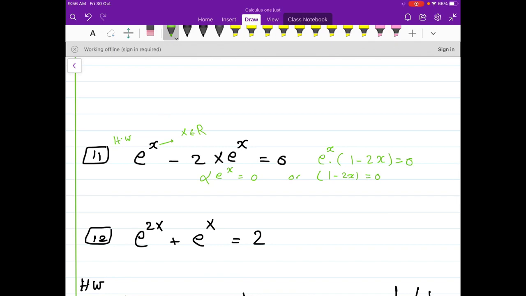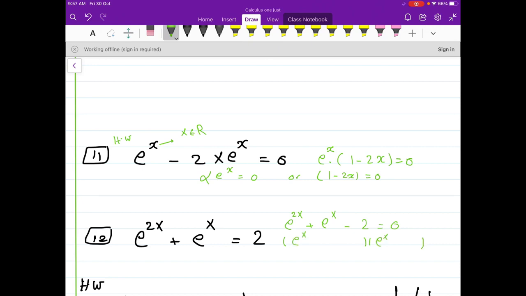And also, e to the power 2x plus e to the power x equals 2. Hint: first you can write the equation e to the power 2x plus e to the power x minus 2 equals 0. Notice there is no problem with x, it belongs to R. You can factor this equation.